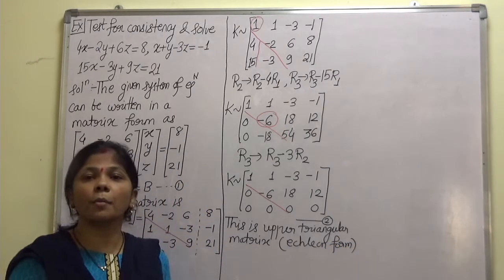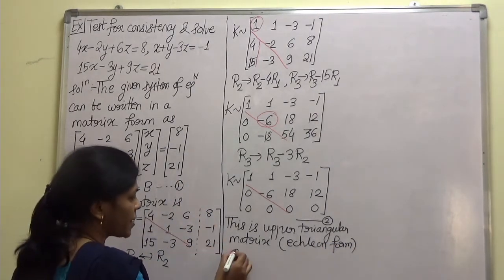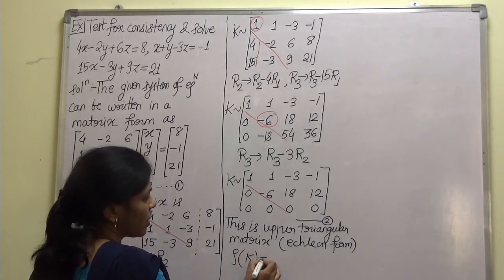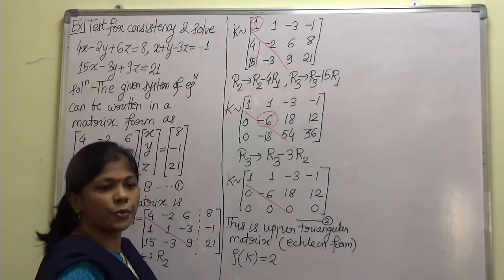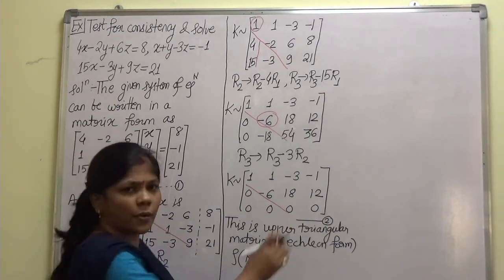So just count the number of non-zero rows in the complete matrix. You will get the rank of K. How many non-zero rows? 2 non-zero rows. The last one is a 0 row, right?